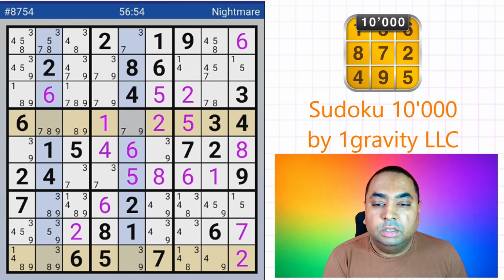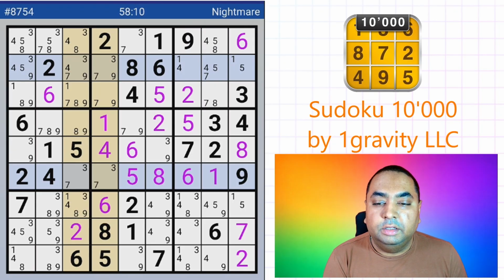You see there is again an X-wing technique formed for number 9. How? Again this is a finned X-wing for block 7. So in block 7, 9 can be removed in the corresponding row. Now we'll see another technique.